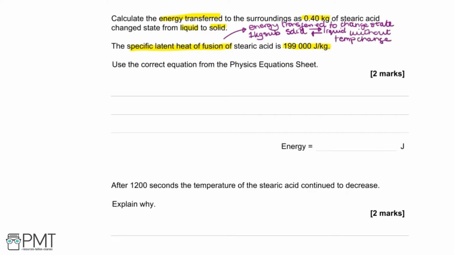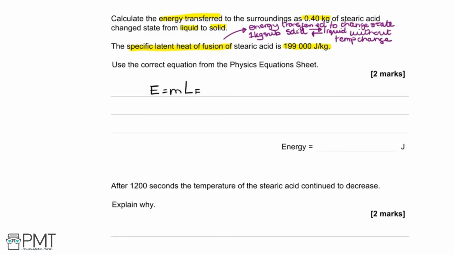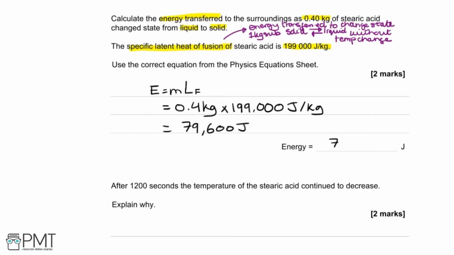The equation that represents this is energy equals mass times specific latent heat of fusion. So we can plug in our values to find the energy transferred. 0.4 kilograms times 199,000 joules per kilogram is 79,600 joules. We get 1 mark for this calculation here and 1 mark for our final answer.